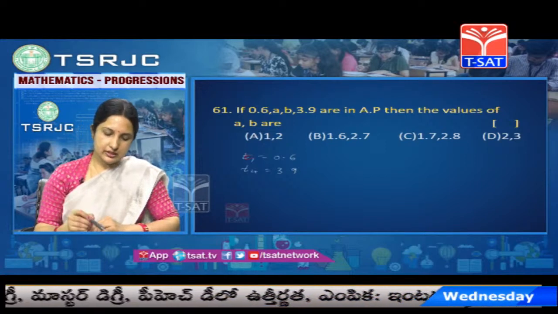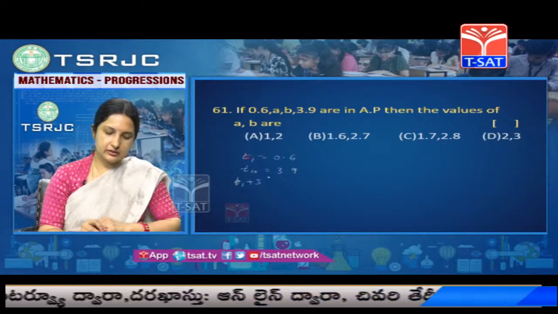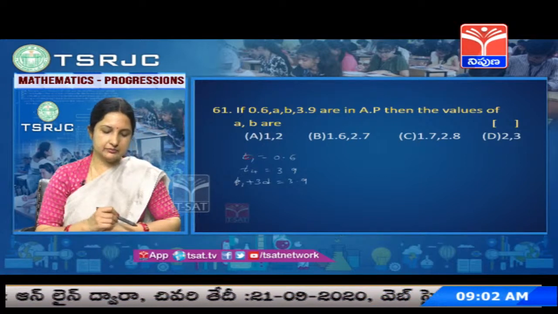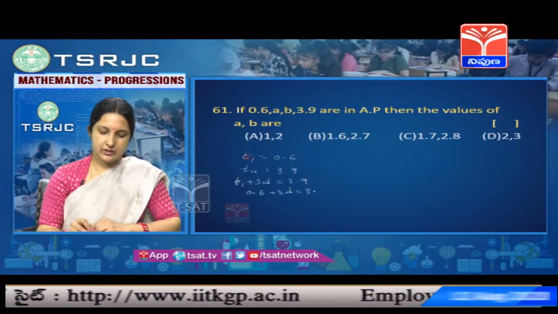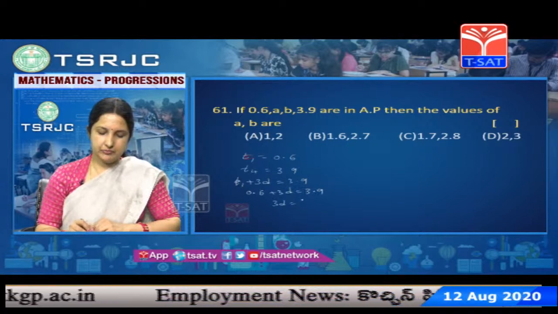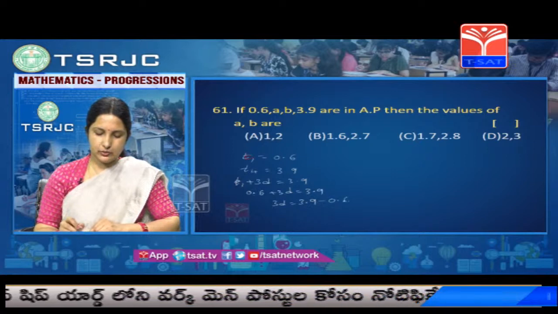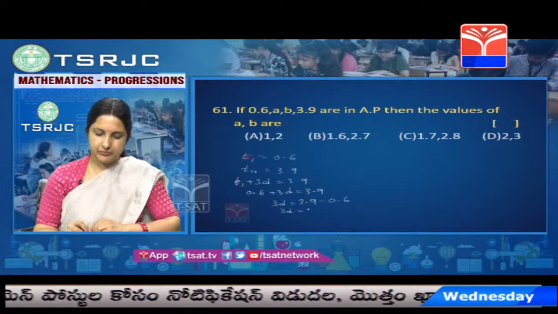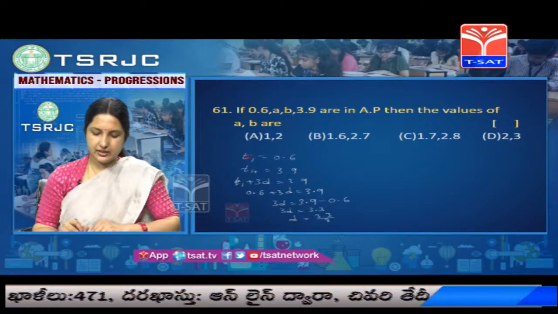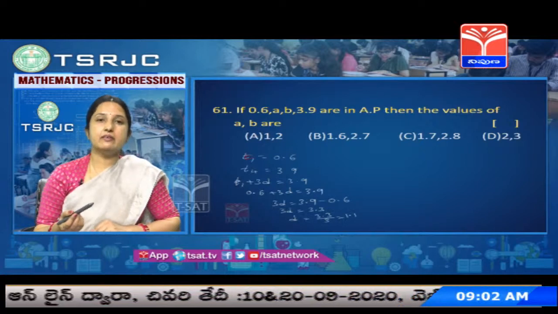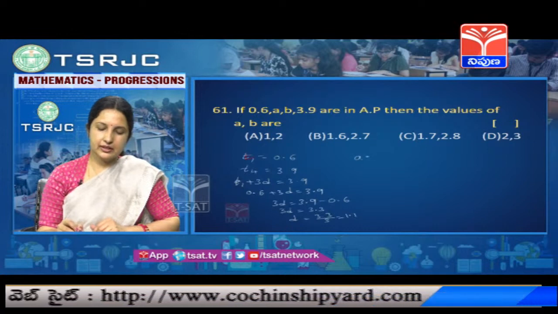So how does T4 come? First term plus 3D equals 3.9. Then the first term is what? 0.6 plus 3D equals 3.9. 3D equals 3.9. This 0.6 may come this side, it will become minus 0.6. Then 3D equals 3.3. Then D equals 3.3 by 3, that is 1.1. D value is 1.1. Then next, a means T2, the second term.